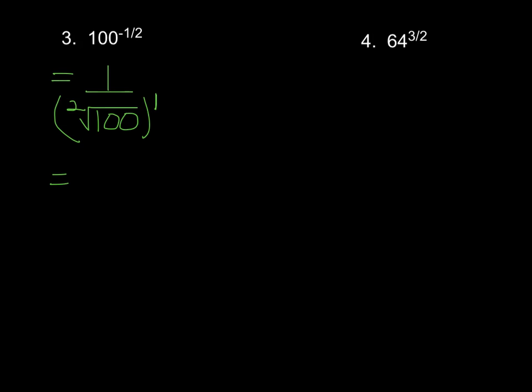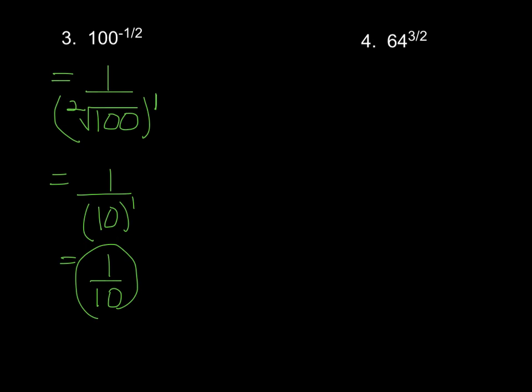So again, just to repeat, if we want to get rid of a negative exponent, we simply flip the base, and we make it a fraction. So then we have 1 over the square root of 100, which is 10. And then 10 to the first power is obviously 10. And there's your answer.